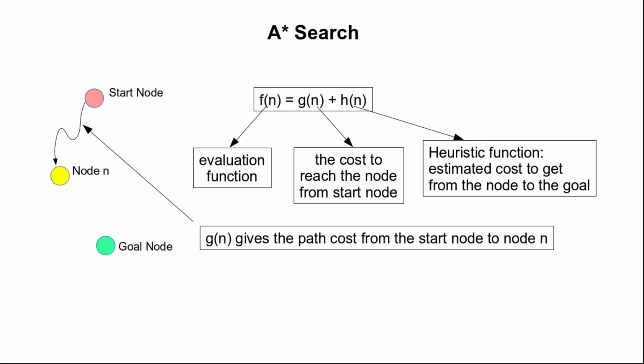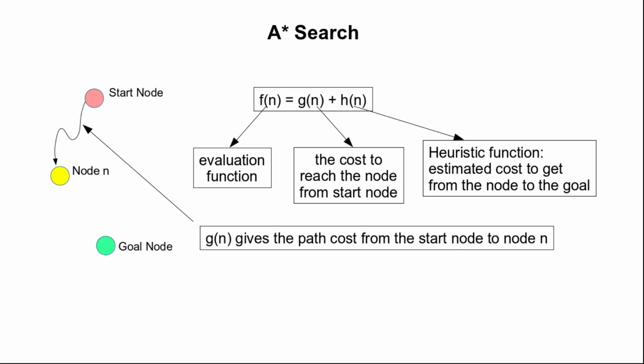So g(n) gives the path cost from the start node to node n. Since we have already generated the path from start node to the node n, this value of g(n) is actually the actual cost of the path. Since we have already traveled the path, so we know what is the cost of this path.